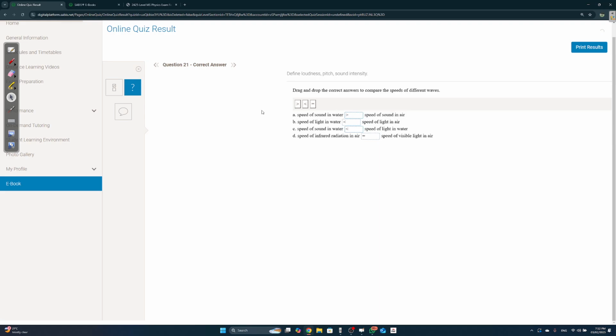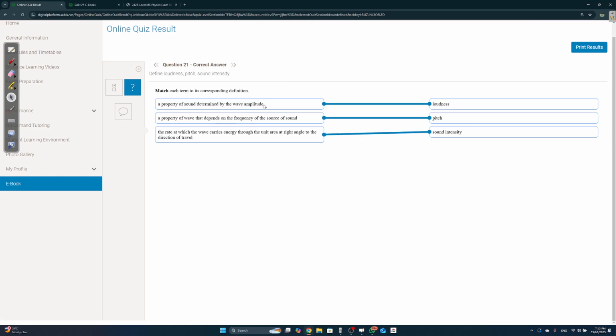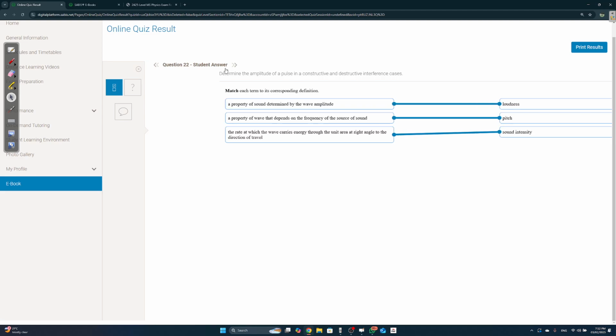Question 21. A property of sound determined by the amplitude, obviously loudness. Property that depends on frequency, pitch. The rate at which it carries energy at a right angle, you say intensity. I mentioned this earlier.